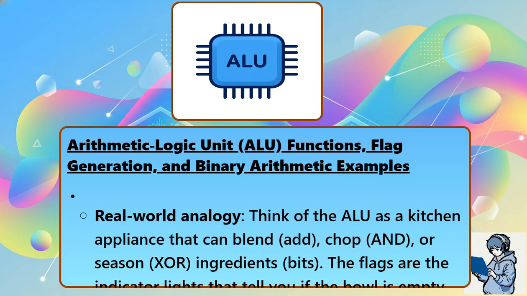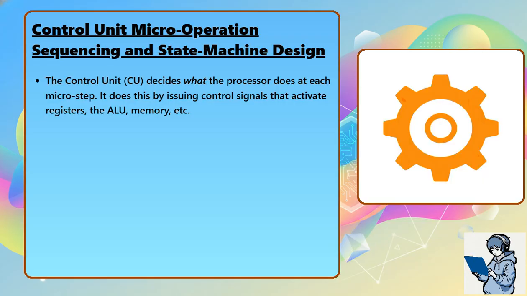Real-world analogy. Think of the ALU as a kitchen appliance that can blend (add), chop (AND), or season (OR, XOR) ingredients (bits). The flags are the indicator lights that tell you if the bowl is empty (Z) or if the blender overflowed (carry). The control unit, CU, decides what the processor does at each micro step.